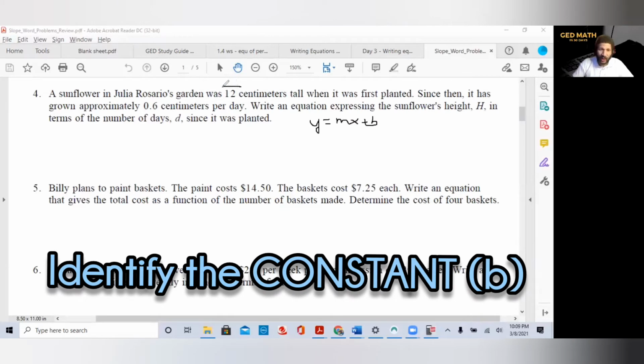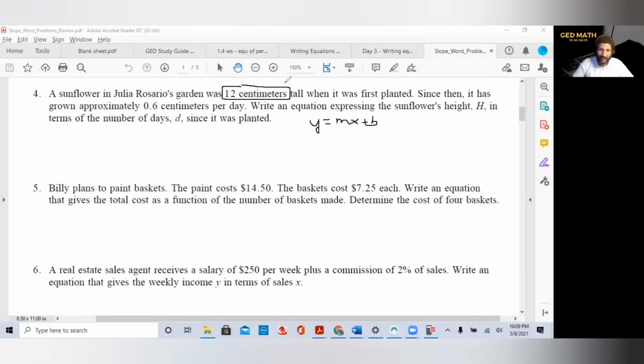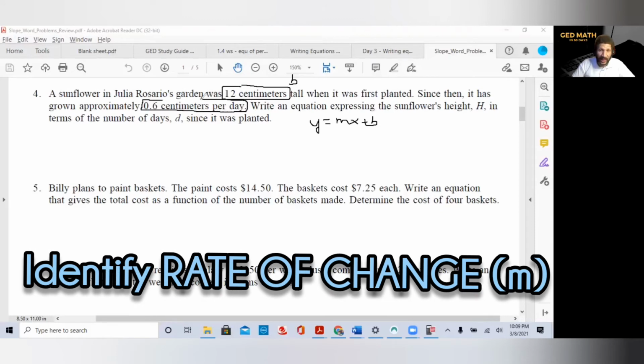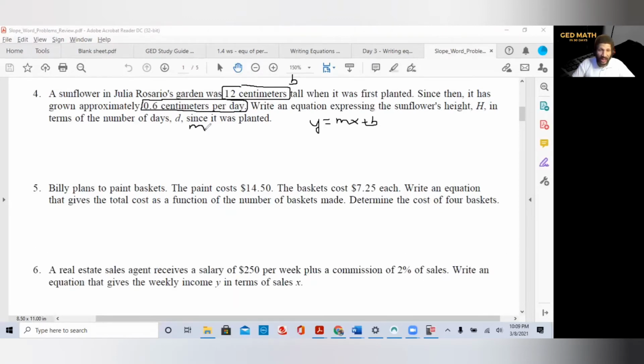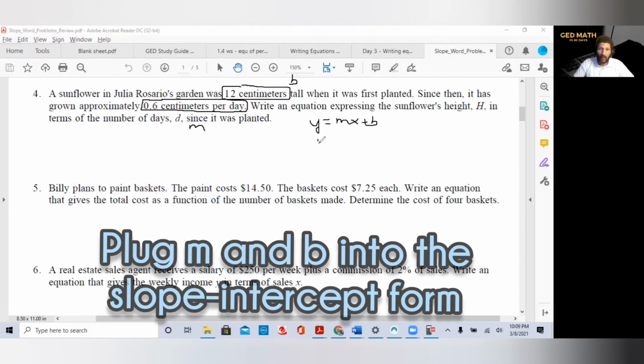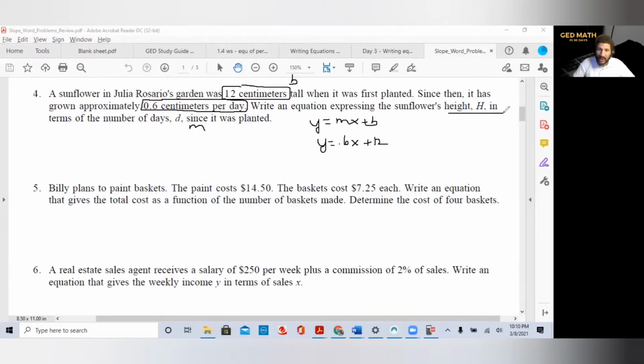Correct, the 12 centimeters. That's my B. What is changing per day? The height, which is 0.6 centimeters per day. That's your variable, so that's your M. So my equation will be Y equals 0.6X plus 12, but they want to use the height.